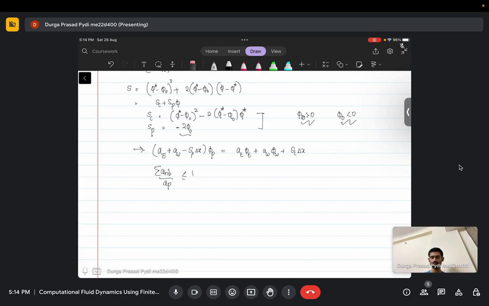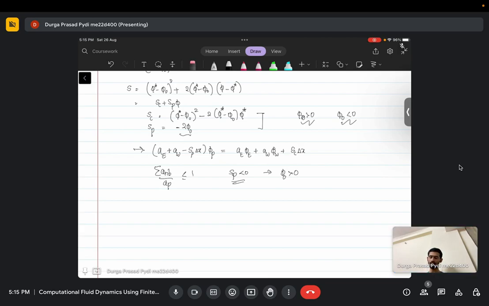So SP has to be negative. So phi naught has to be greater than 0. It can be 0 also, but if it is negative, then the inequality is satisfied. So if phi naught is greater than 0, then this formulation is fine. So what do we do if phi naught is less than 0? Physically there are cases where this can happen.